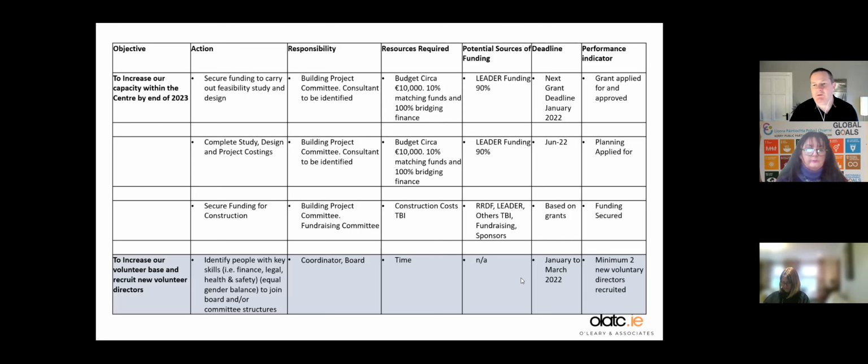So you set deadlines. Say, okay, from January to March, we're going to identify a minimum of 2 people that are going to come on board, either as directors or as members of a committee, with the view that long term they'll come on board as directors of the company. So what we would normally do there is we would say, okay, let's say there's 10 people on the board or 10 people on the management committee.